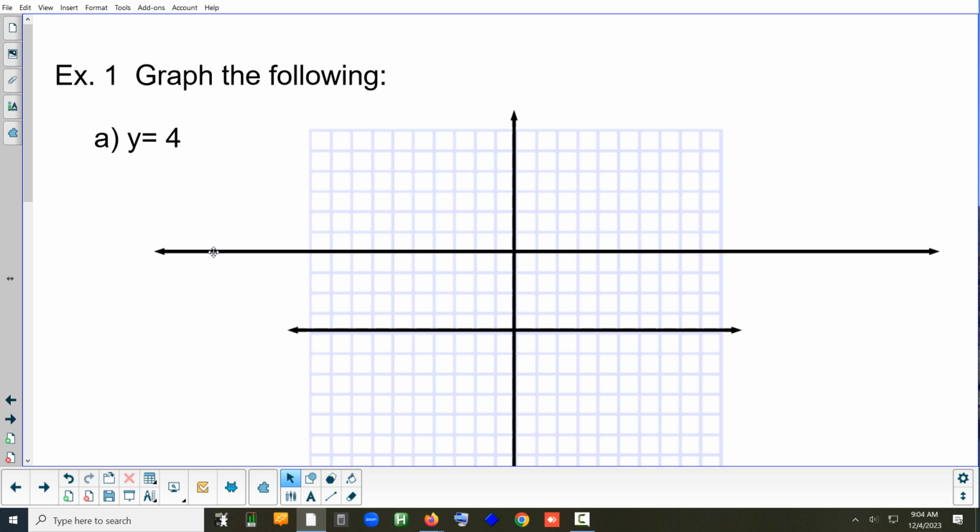So the way you could do that on Edge Elastic, does anyone remember how many points you need to draw a line on Edge Elastic? Yeah? 2. You need 2. So you could click anywhere over there, and you could click anywhere over there, and it'll draw a line right through your 2 points on Edge Elastic. It doesn't matter where you click, as long as you click 2 dots anywhere that I just put them. It'll draw a horizontal line.